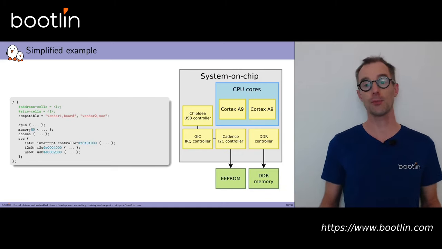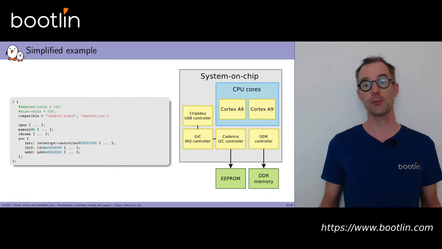The next node is the one describing the memory, so the RAM that is attached to our system. It's a very simple node which contains just a device_type property saying this device is a memory, and a reg property that gives the base address of the memory, the physical base address, and its size.